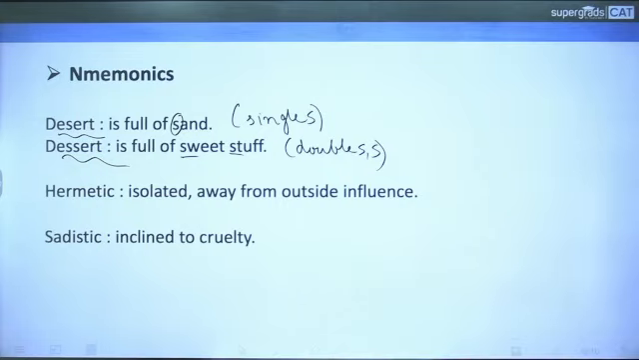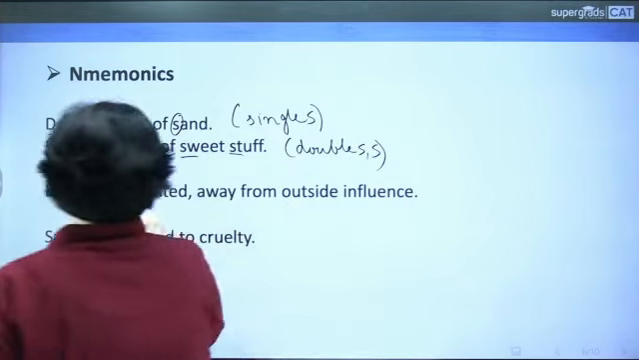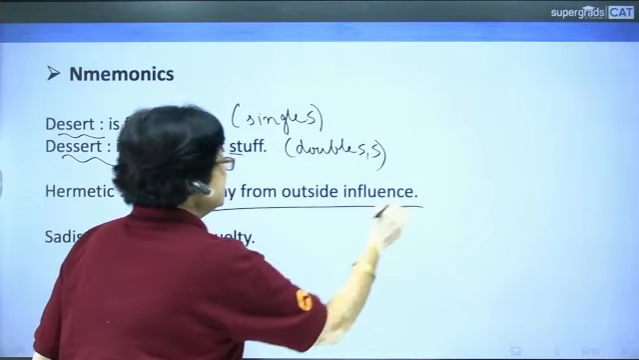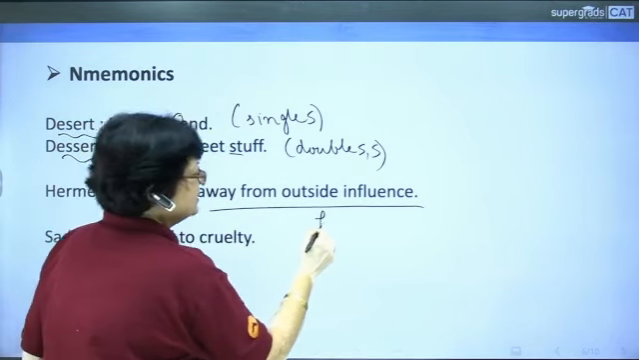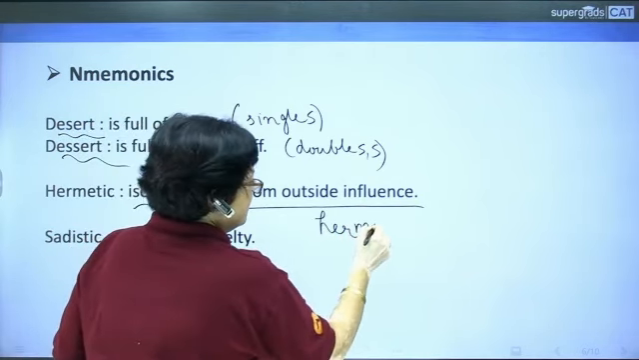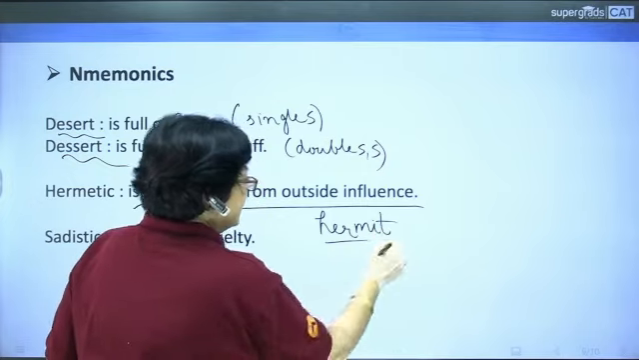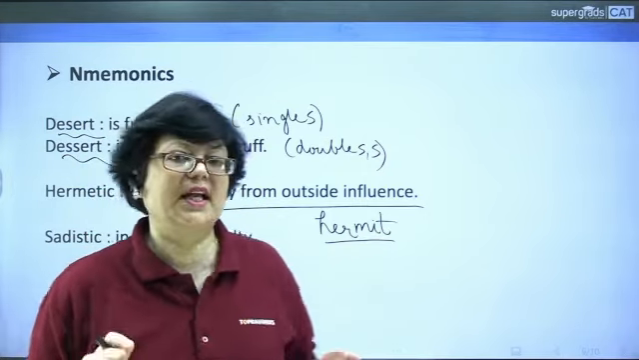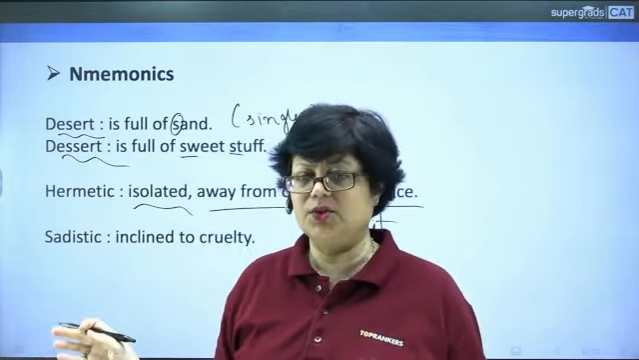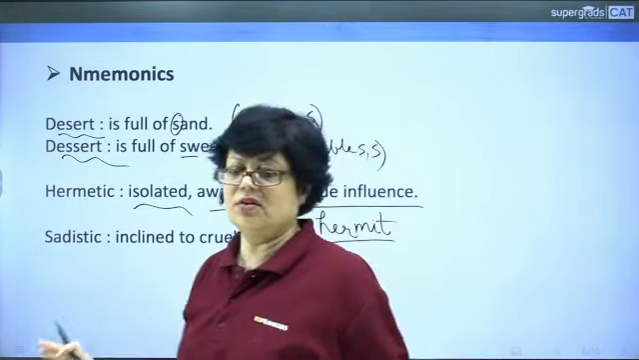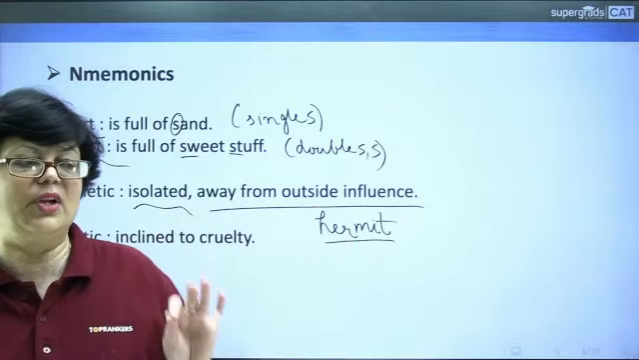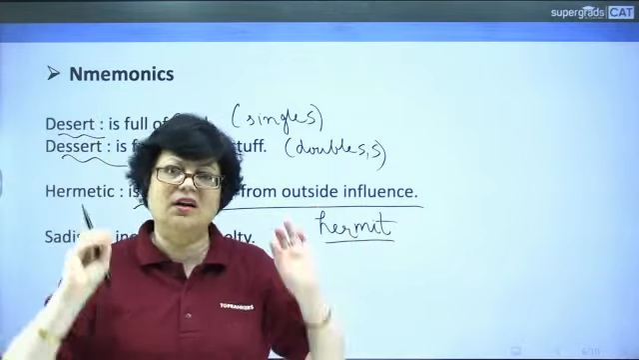Right? Take the other example, hermetic. Hermetic means isolated or away from outside influence. Now, how can you remember? You must have done this word hermit somewhere earlier. Hermit means a person who is a recluse, sadhu sant in Hindi you can call him, who does not want to live in society, who wants to live all alone because he wants to pray to God and be united. He has to have a communion with the Almighty, right?